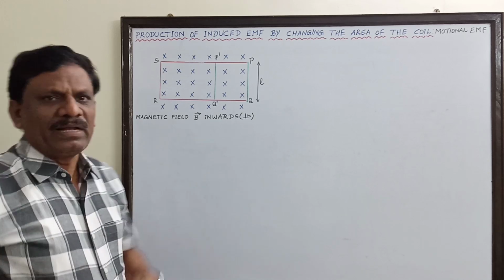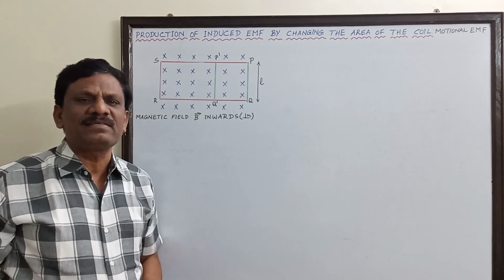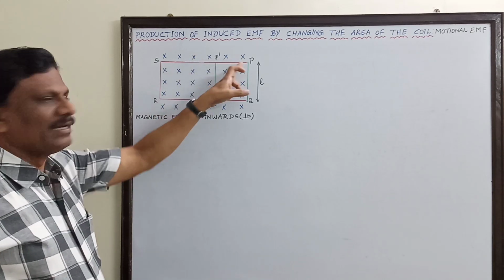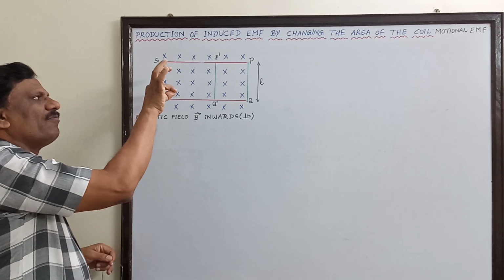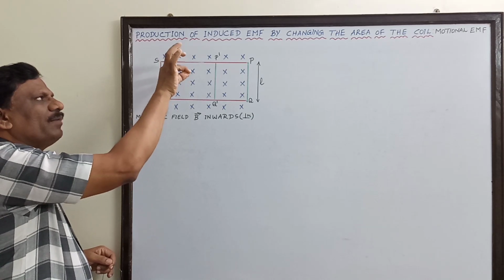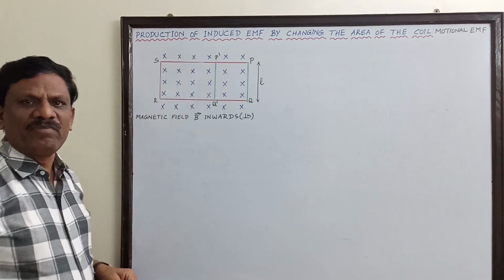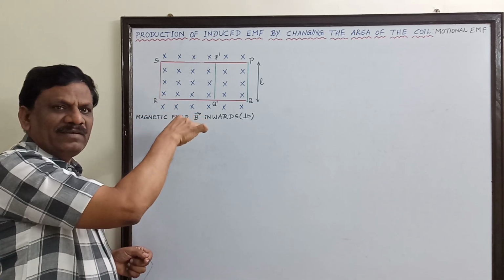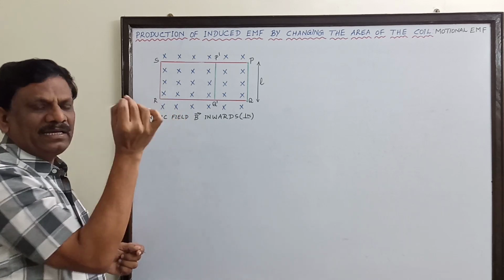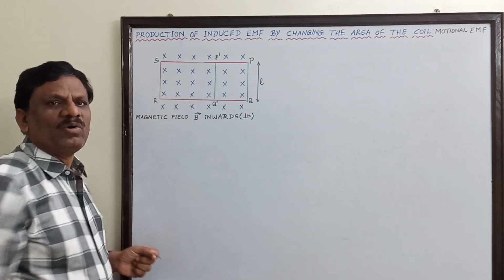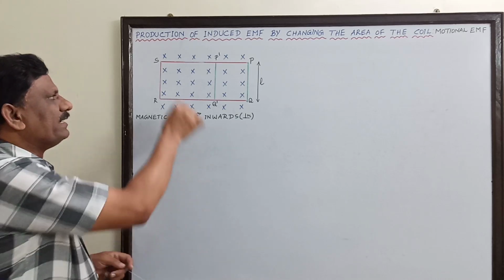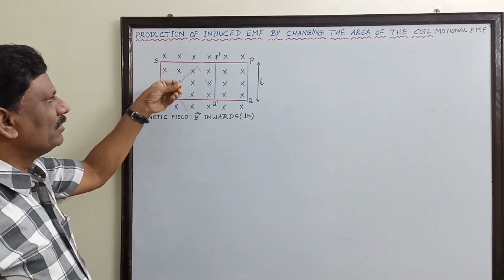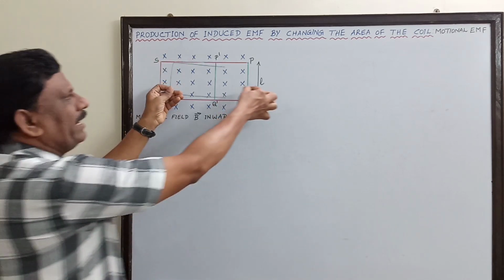The magnetic field I have considered here is perpendicular to the plane of this board. These X marks represent that each magnetic line of force is passing perpendicular to the board like this. So it is a uniform magnetic field which is perpendicular and passing inwards. Outside is the north pole and inside the board is the south pole.